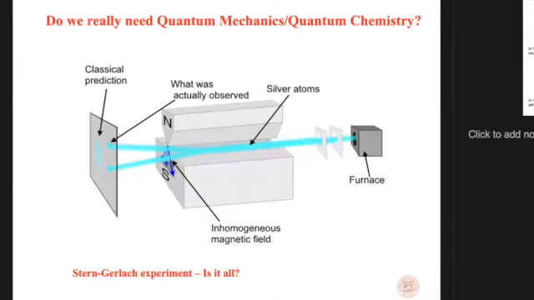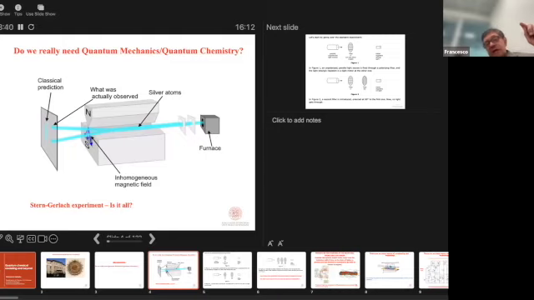The silver atoms are ejected, and silver has an odd number of electrons, so there is the nucleus and the odd number of electrons. They form a dipole. And the classical prediction, if the silver atom goes through an inhomogeneous magnetic field, is to form, as you see here, a line of atoms. Instead, the actual result is that the silver atoms are deposited on the screen in two spots. But is this meaningful in terms of quantum mechanics?